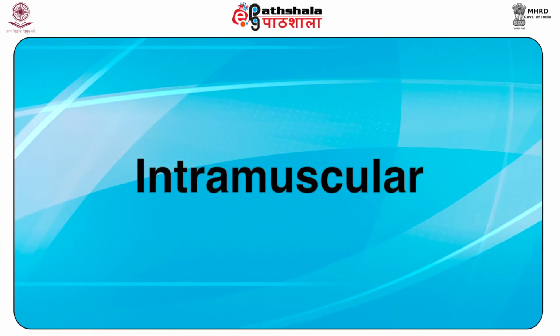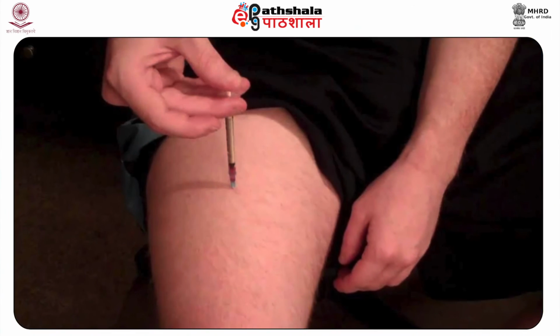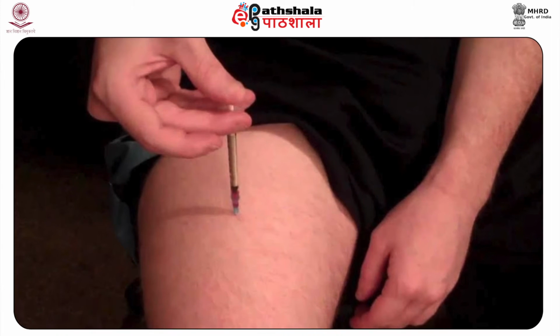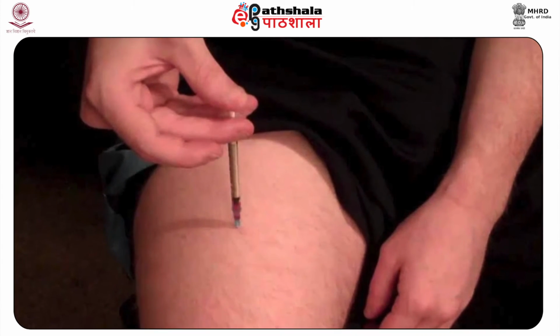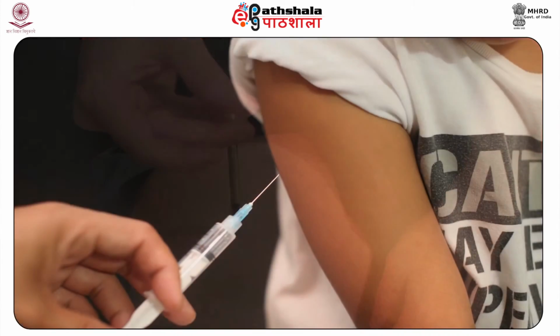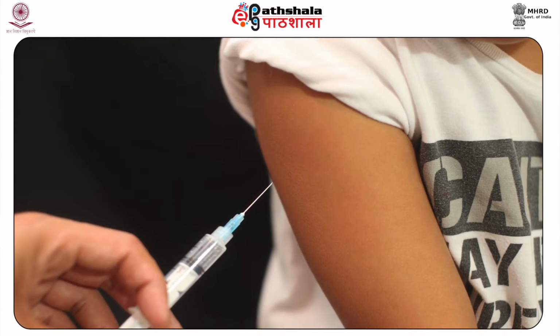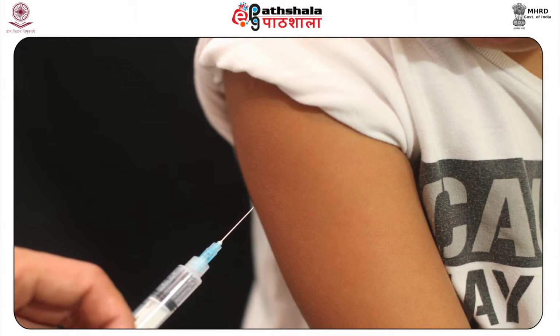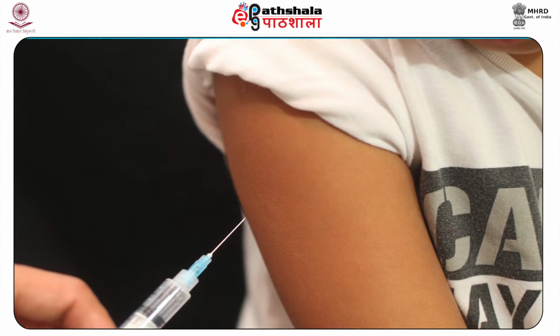Sixth is intramuscular. By means of this method, the drugs are customarily injected into the muscle of the thigh, upper arm or buttock. The volume of time taken by the drug for getting absorbed into the bloodstream depends in part on the blood supply to the muscle. The lesser the blood supply, the longer it takes for the drug to be absorbed.